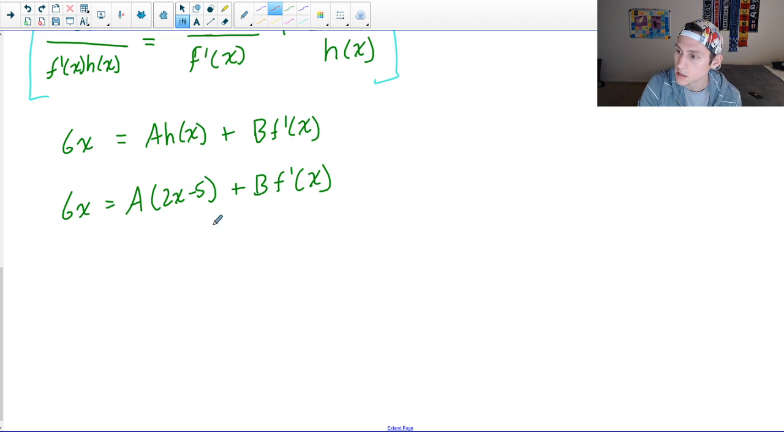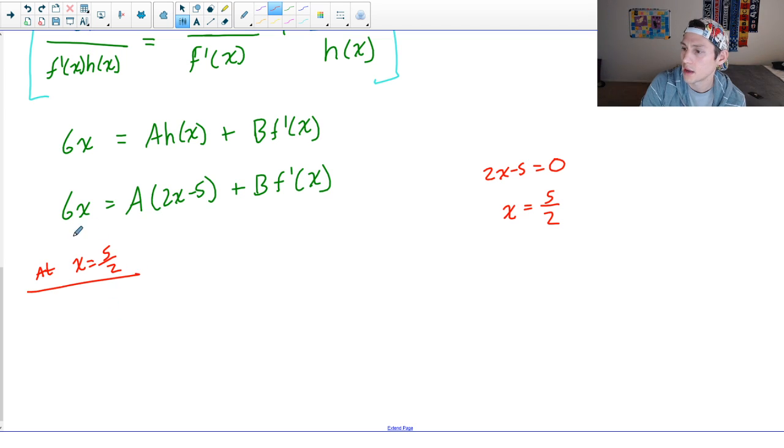So for example, looking at this first part, 2x minus 5, where is that going to be 0? When will that be equal to 0? Well, I can just solve that, right? Add 5 to both sides, divide by 2. So x equals 5 halves. So at x equals 5 halves, I'm just going to plug in 5 halves everywhere. 6 times 5 halves, so that would be 30. 30 divided by 2, so that would be 15.